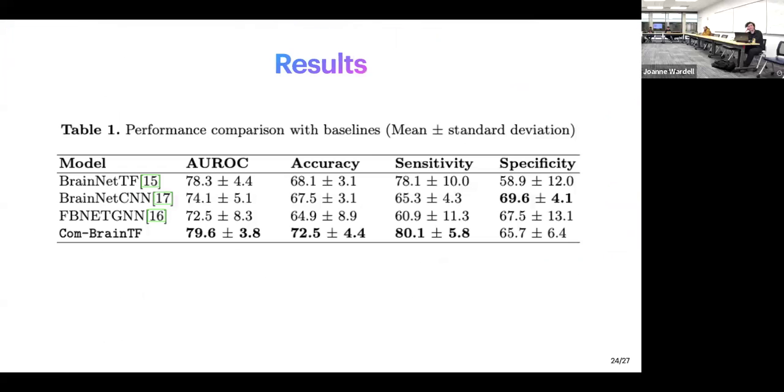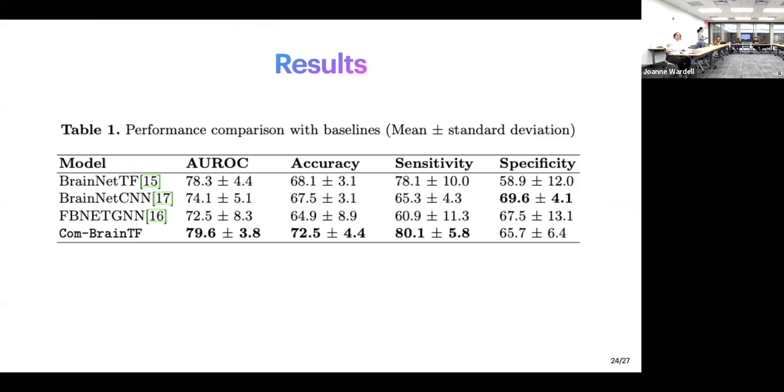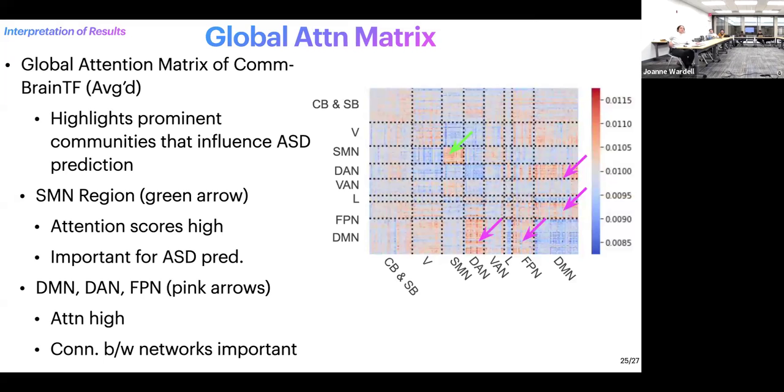So based on the standard deviation, I guess it's kind of a marginal improvement, but it's interesting to see how they interpret the results. They looked at the average attention scores at the global transformer for all of the correct predictions. They wanted to see the attention in the different brain networks to see if it's highlighting the networks that are prominent and influential for ASD prediction.